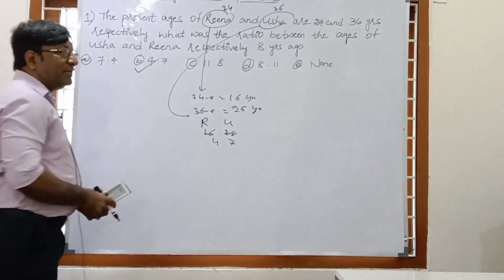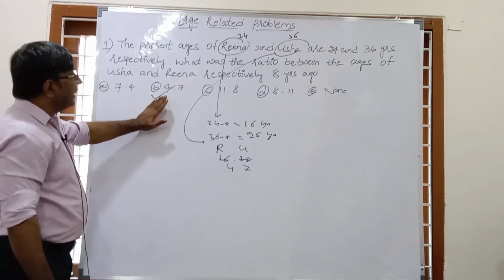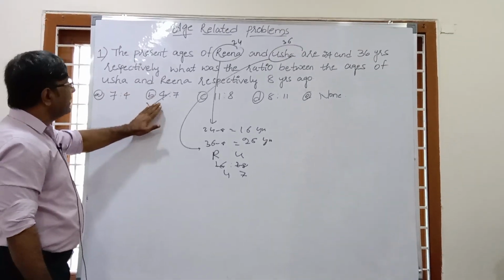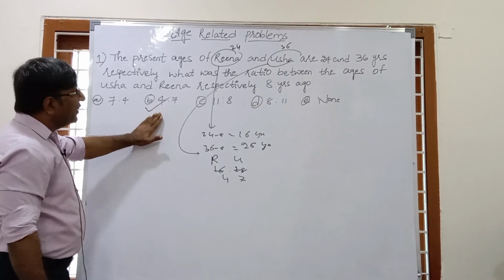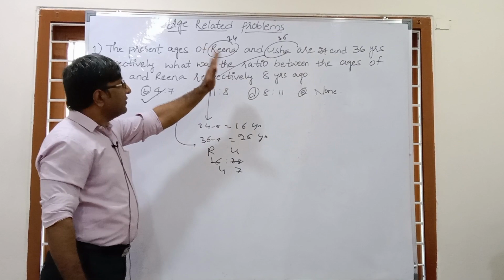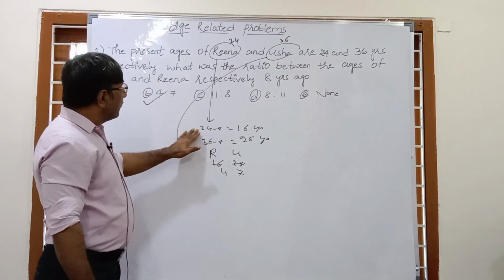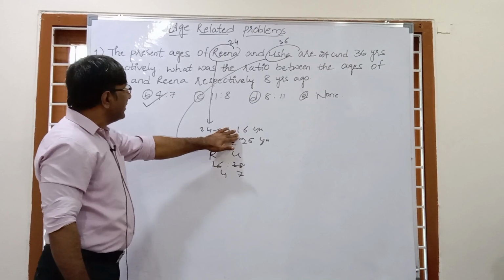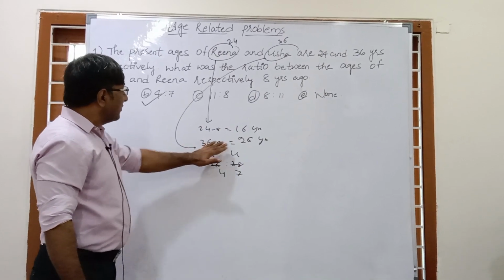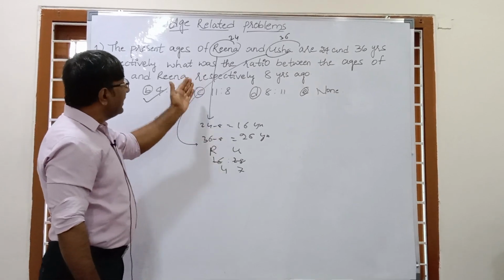This is the right answer. So in this way we can find the ratio of the ages of Usha and Reena 8 years ago. So it is a very simple question. The age of Reena is 24 and Usha is 36. Then 8 years ago, that means 24 minus 8, 16 years is the age of Reena, and Usha 36 minus 8. Now we have to find the ratio.